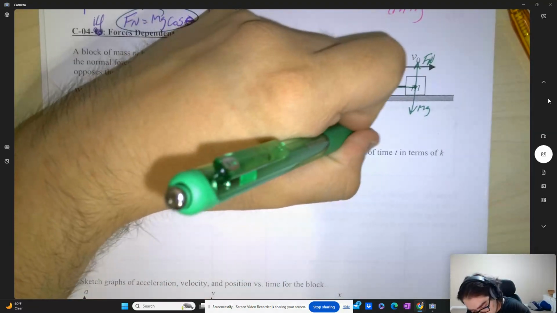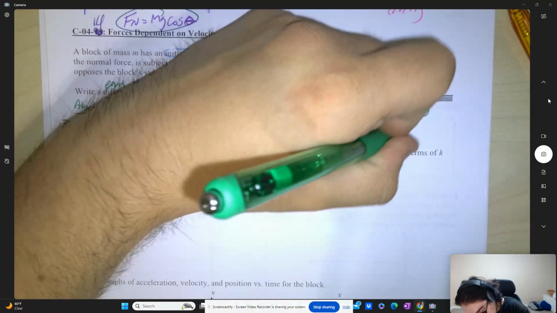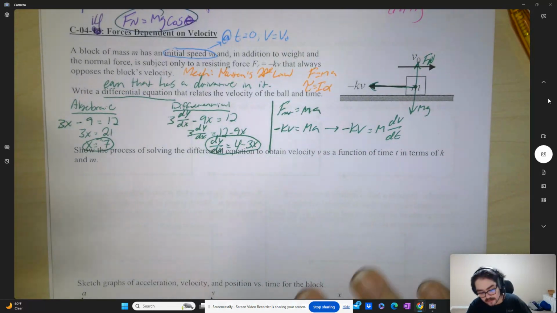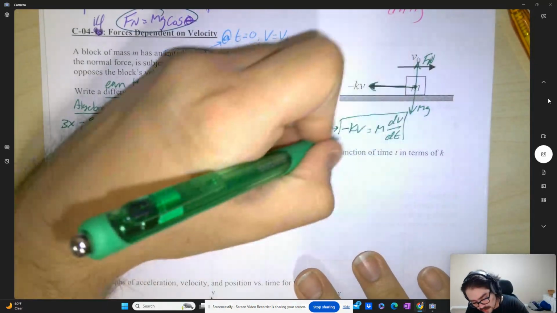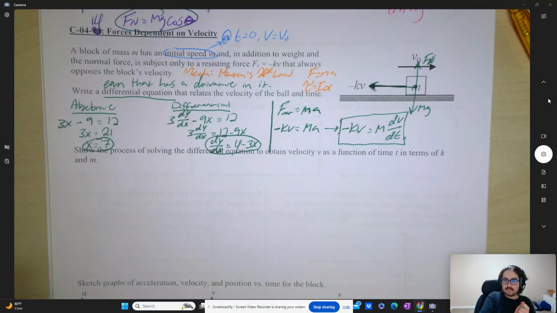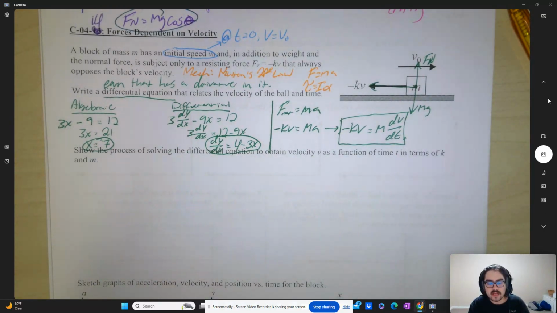Can I do negative kv equals m dv over dt? Heck yeah, I can, and I just did it. Okay, that's perfectly fine. So this is the differential equation right here that relates velocity with time, okay?